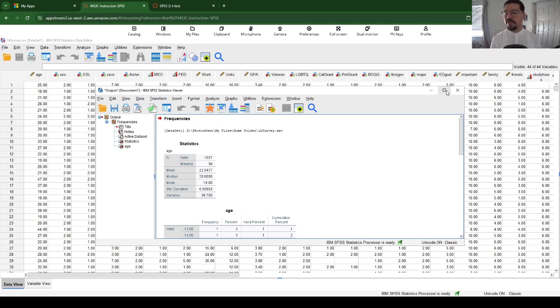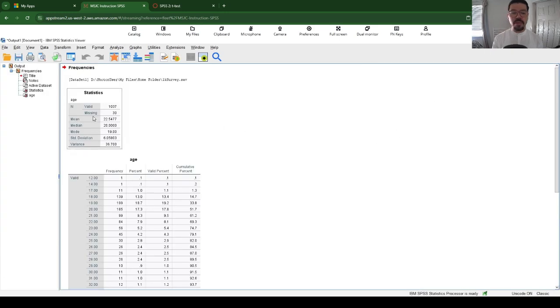When we run our frequency distribution for this age variable, looking at this first statistics table, we see that there are 1,037 people who responded to this question. There are 30 people who are missing. We don't know why they're missing. This is just emphasizing something I mentioned before. If they just skipped the answer, or didn't want to answer, whatever the reason is, they are missing, and they will remain as such. We're mostly concerned with these 1,037.